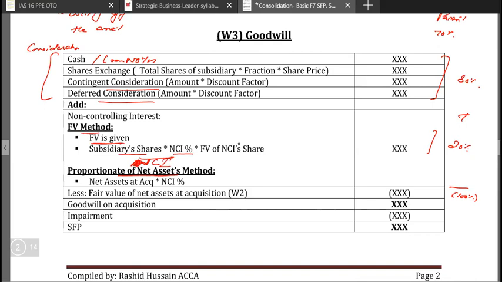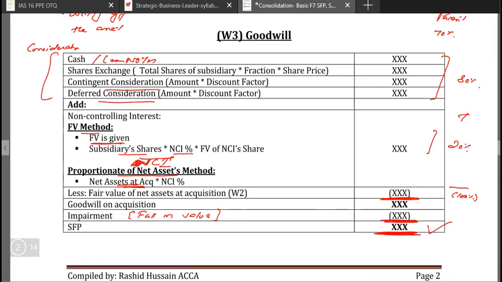The other method is proportionate of net assets method. So you take the net assets of subsidiary at acquisition and you multiply it by the NCI percentage, it gives you the value of the NCI. Then you add these two things, it gives you the total consideration. Then you deduct the total net assets of the subsidiary, it gives you the goodwill on acquisition. Then there will be impairment. Impairment is actually the fall in value. It will be given to you in the F7 exam. And then this is the value of the goodwill which you are going to record in the statement of financial position.